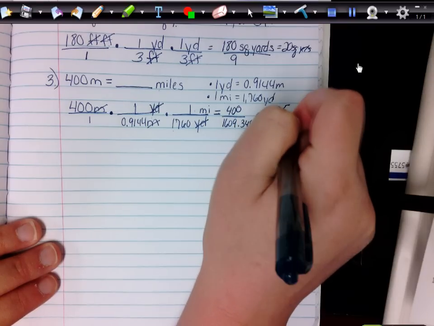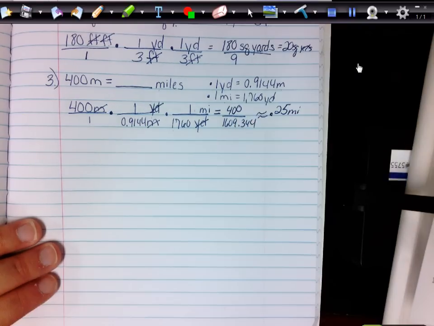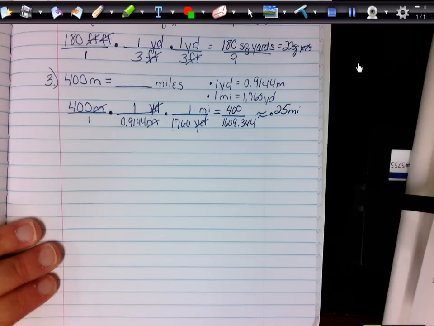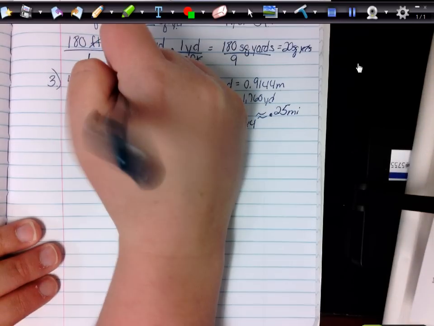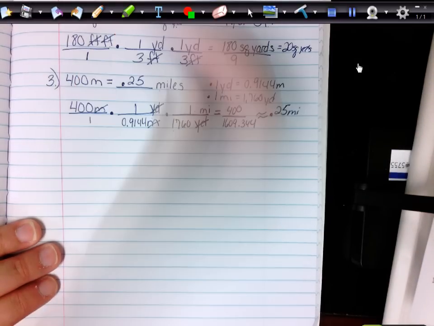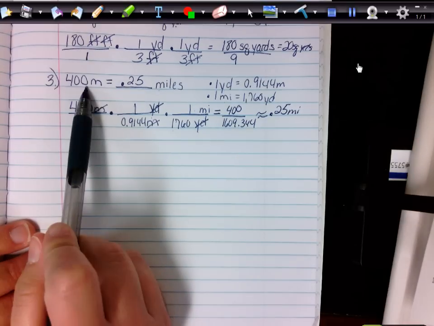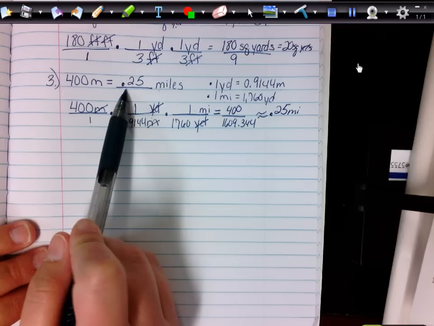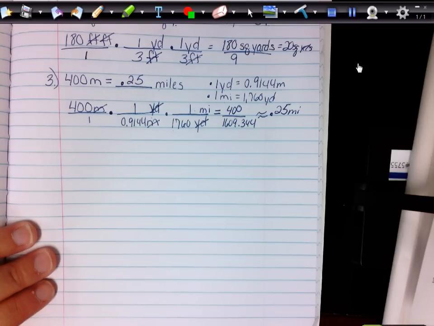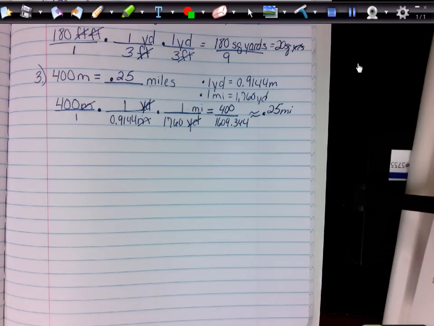All right, so I'm going to round that to 0.25, and that's miles. So 0.25 miles. I'm going to come back up and fill that in my blank too. So 400 meters is the same thing as 0.25 or a fourth of a mile. Make sure you have all of that written down before you move on.